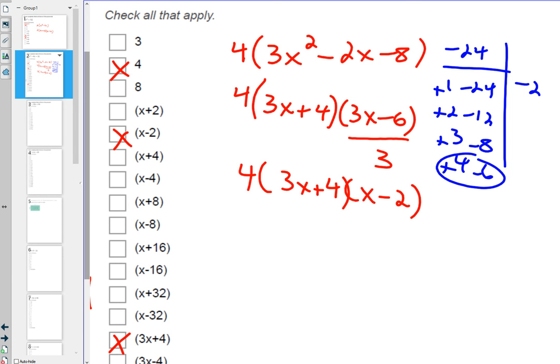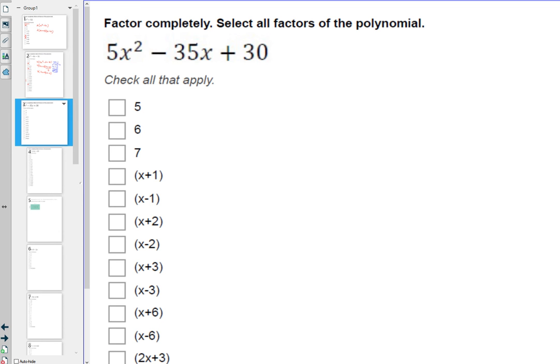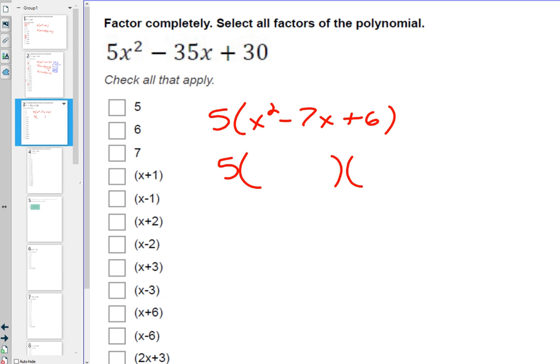Okay, first step here, factor completely. PCF of 5, we have x squared minus 7x plus 6. Just in the interest of time, because I want to try to get as many as possible. By bringing out that 5, I have a 1 in front. If you're not there yet, when you have a 1 in front, you should be able to do this in your head. You think of two numbers that multiply to give you 6 and add up to negative 7. So 5 minus 1 minus 6.